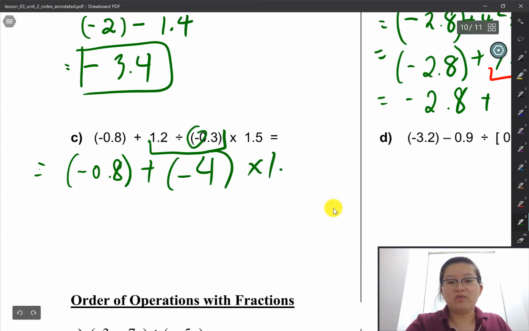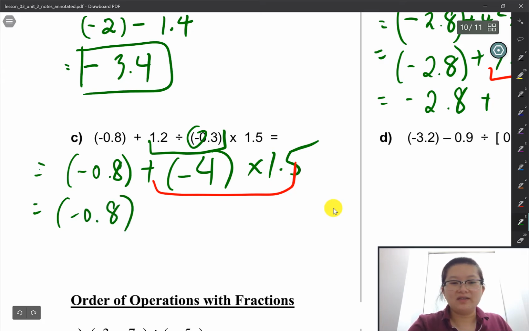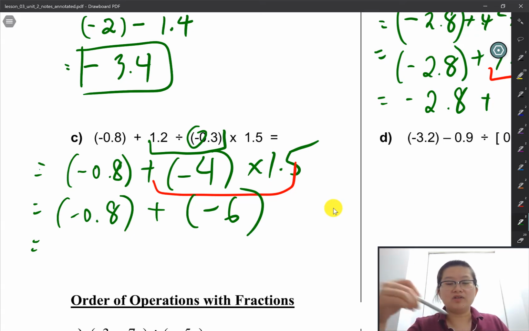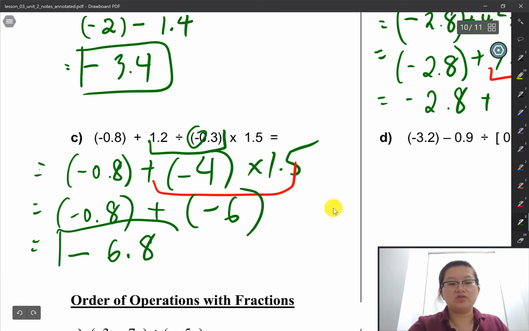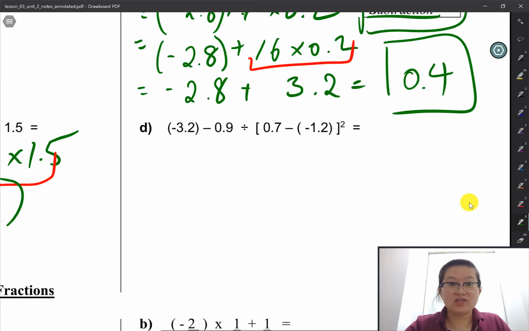Negative 4 times 1.5. Multiplication is going to be next. So if we take negative 4 and we multiply it by 1.5, this is also going to give us a negative number, negative 6 here. And since this is basically two numbers that are negative, you add them, you're going to get a more negative number. So negative sign, 0.8 plus 6 is going to be 6.8, adding the two negatives together. Okay, number D, last one.